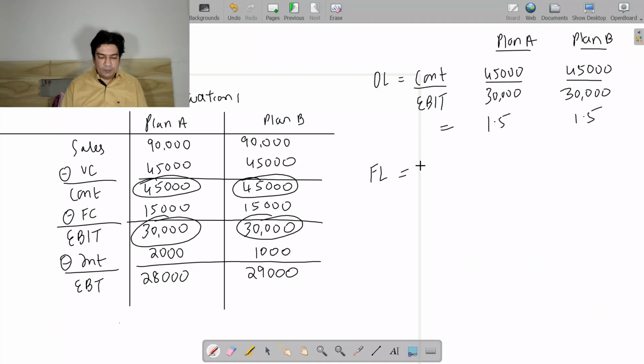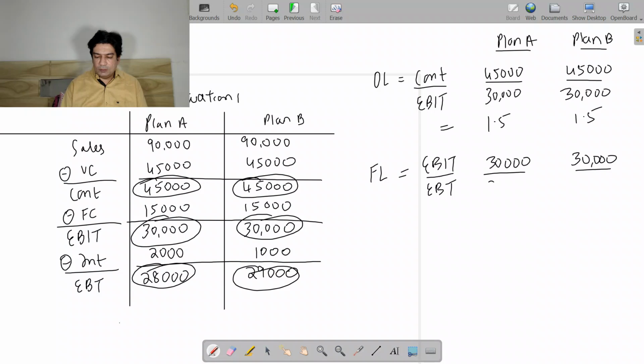Now financial leverage is EBIT divided by EBT. So EBIT you have 30,000. Then EBT is 28,000 and 29,000. So 30,000 divided by 28,000, so 1.07, and 30,000 divided by 29,000, so 1.03.